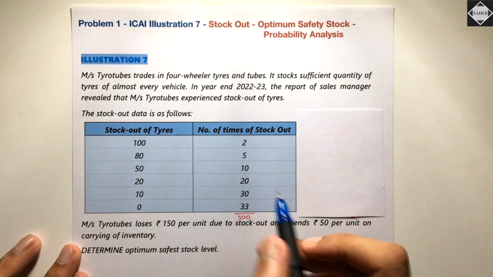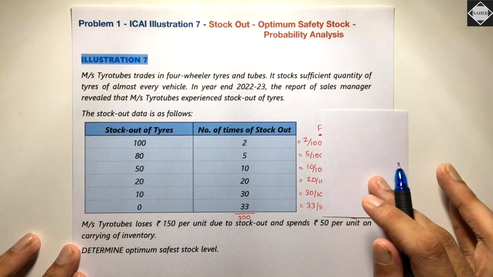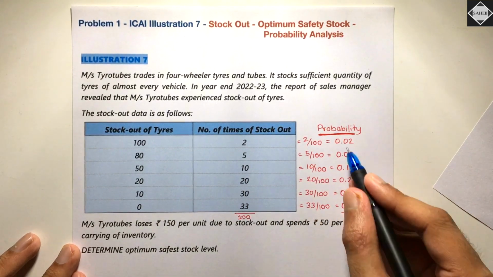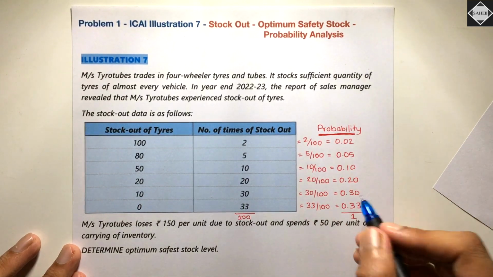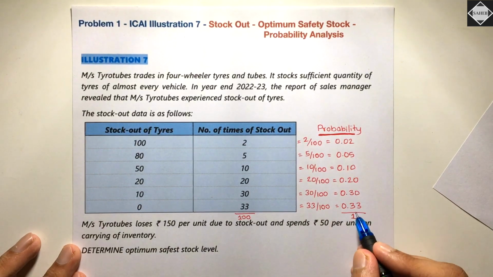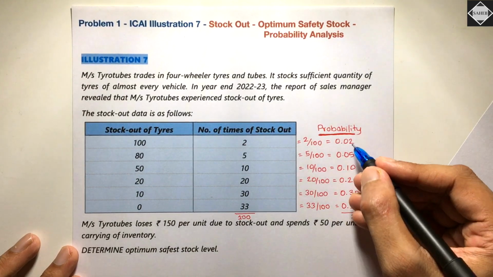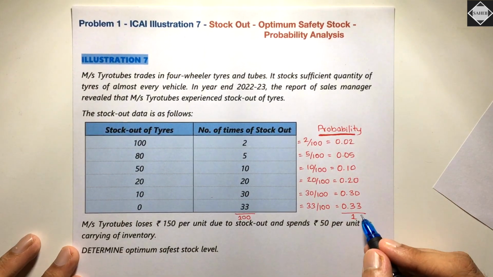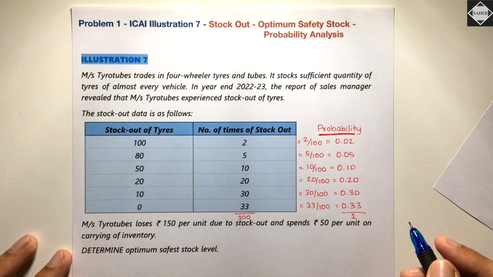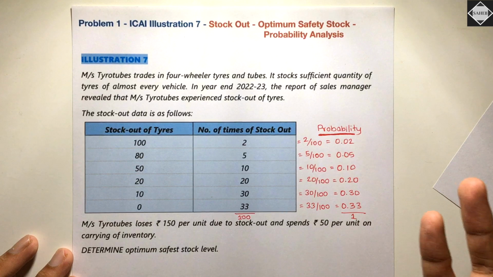So how will you calculate probability? Really simple: 2 divided by 100, 5 divided by 100, 10 divided by 100. That is what we will do, and we'll get the probability. 2 by 100 is 0.02, or you can say 2%. 5 by 100 is 0.05, or 5%. Here 0.10, 0.20, 0.30, 0.33. Is it clear? All of that should be equal to 1, isn't it? Or you can say all these percentages, 2%, 5%, 10%, 20%, 30%, 33%, should equal 100%. So this is the probability of these things happening.